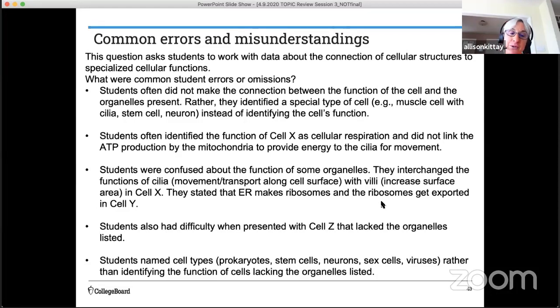And finally, students had a lot of difficulty when presented with cell Z that lacked organelles. And I know when I gave this to my students, they were challenged by that as well. So you just have to remember that there are some cells that do not possess all of those organelles. Think red blood cells, think xylem, think adipose. And then often students named cell types like prokaryotes or stem cells or neurons, rather than identifying the function. And so it's really important to read the question carefully.